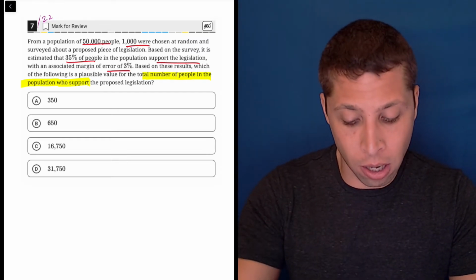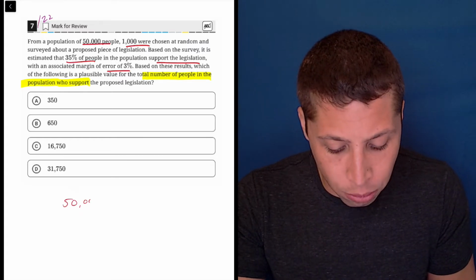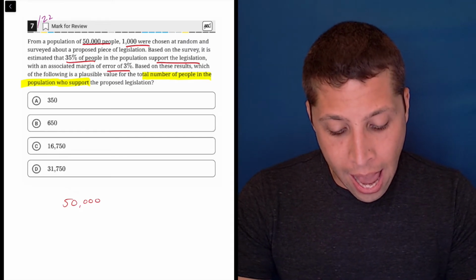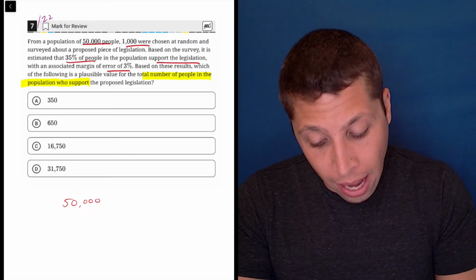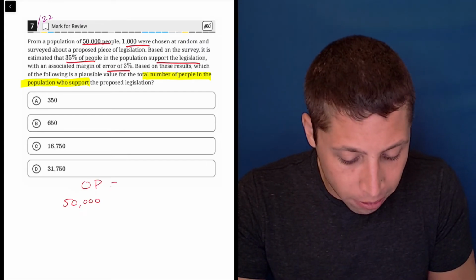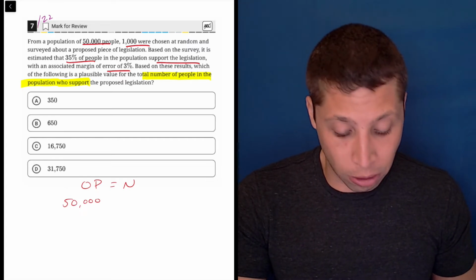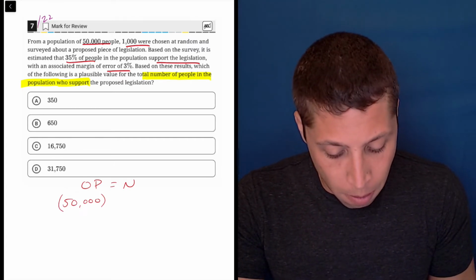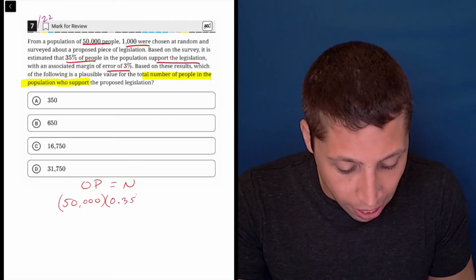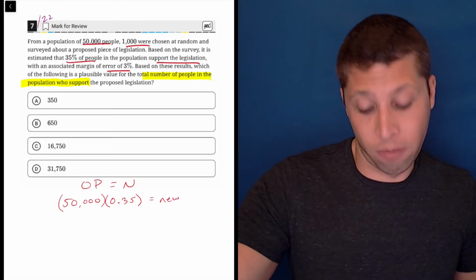So what we need to know is, since we're talking about the whole population, we have 50,000 people we're choosing from, right? That's the number that matters. And then the number who support, we saw that was 35%. So I'm going to use what I would call my open formula, which is just used to take a simple percentage of something. O stands for the original amount, that's 50,000. P stands for the percentage as a decimal, so that's 35%. And that's going to get me some new value, which is just, in this case, 35% of 50,000.